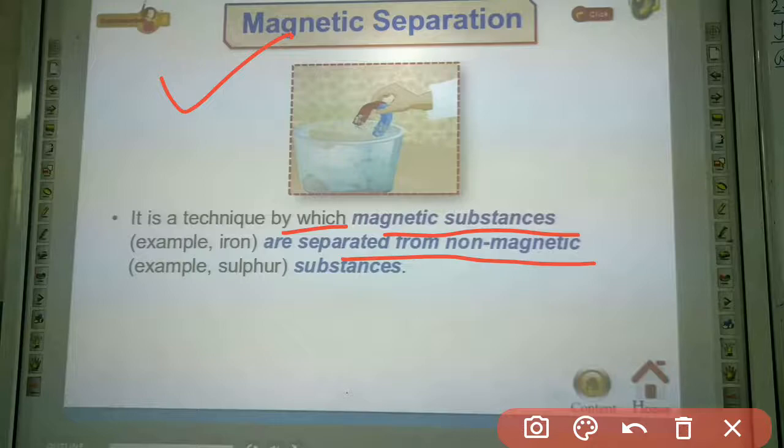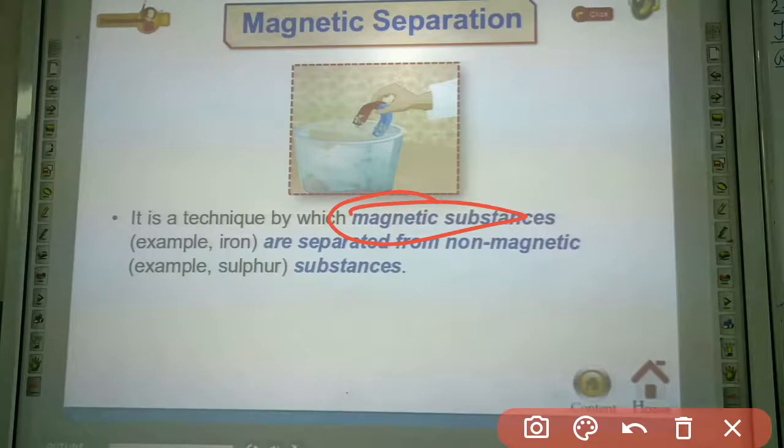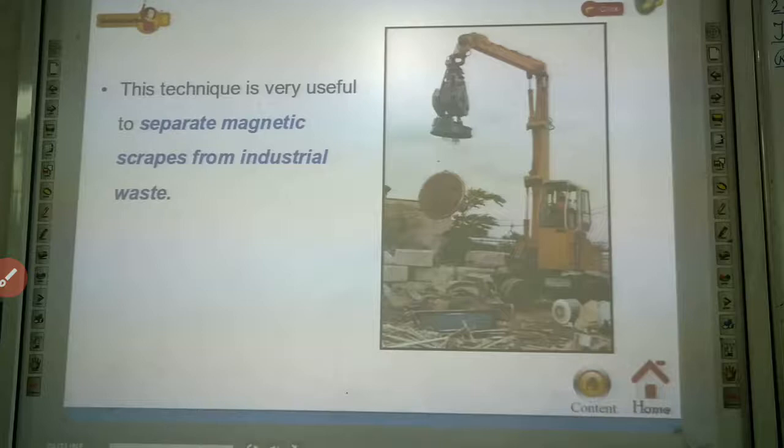The example which I have already taken earlier, to remove the iron filings from the sand: since sand is a non-magnetic substance and iron filings are magnetic substances, in this way, by taking the magnet near that sand, we can easily remove the iron filings from it. Now let us see where we can use this type of separation.